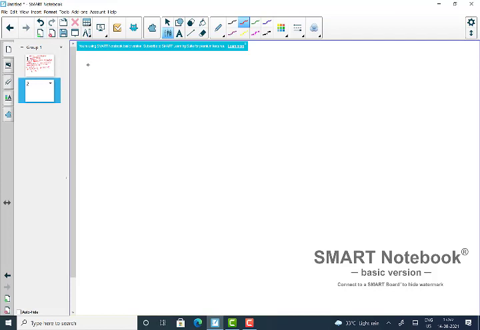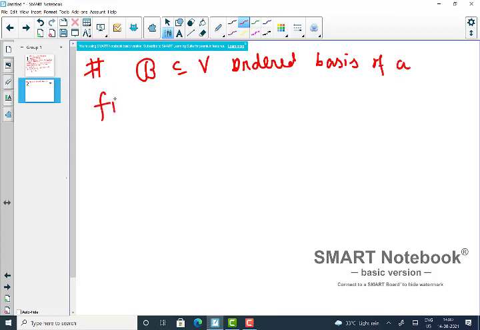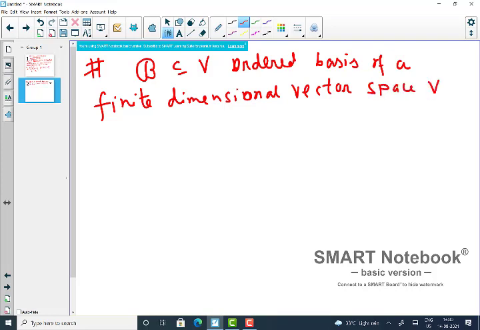Then maybe let me just discuss some more things. Suppose we have a vector space V, and say B is a basis, or rather I should say an ordered basis, of a finite dimensional vector space V with, say, dimension of V equal to n. Suppose this is my n.